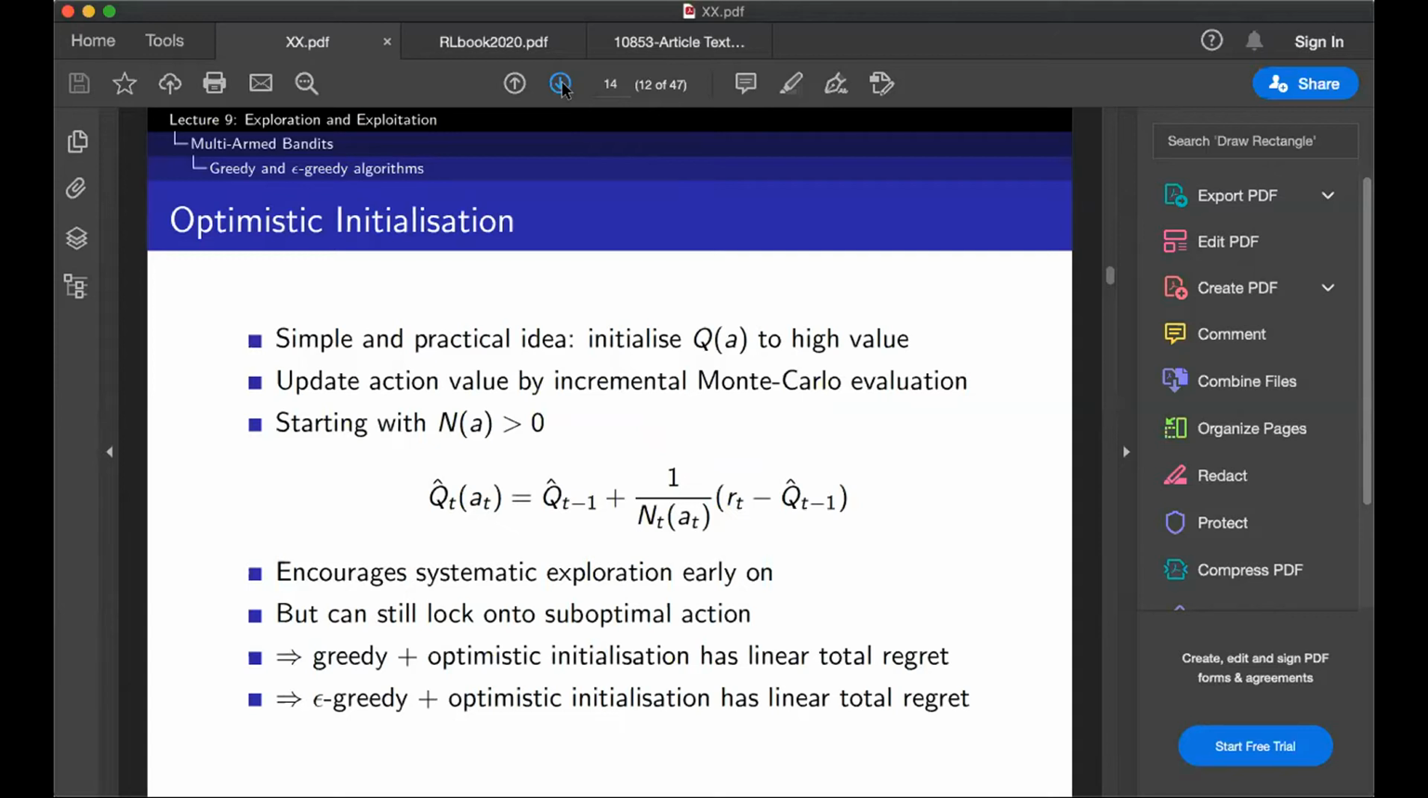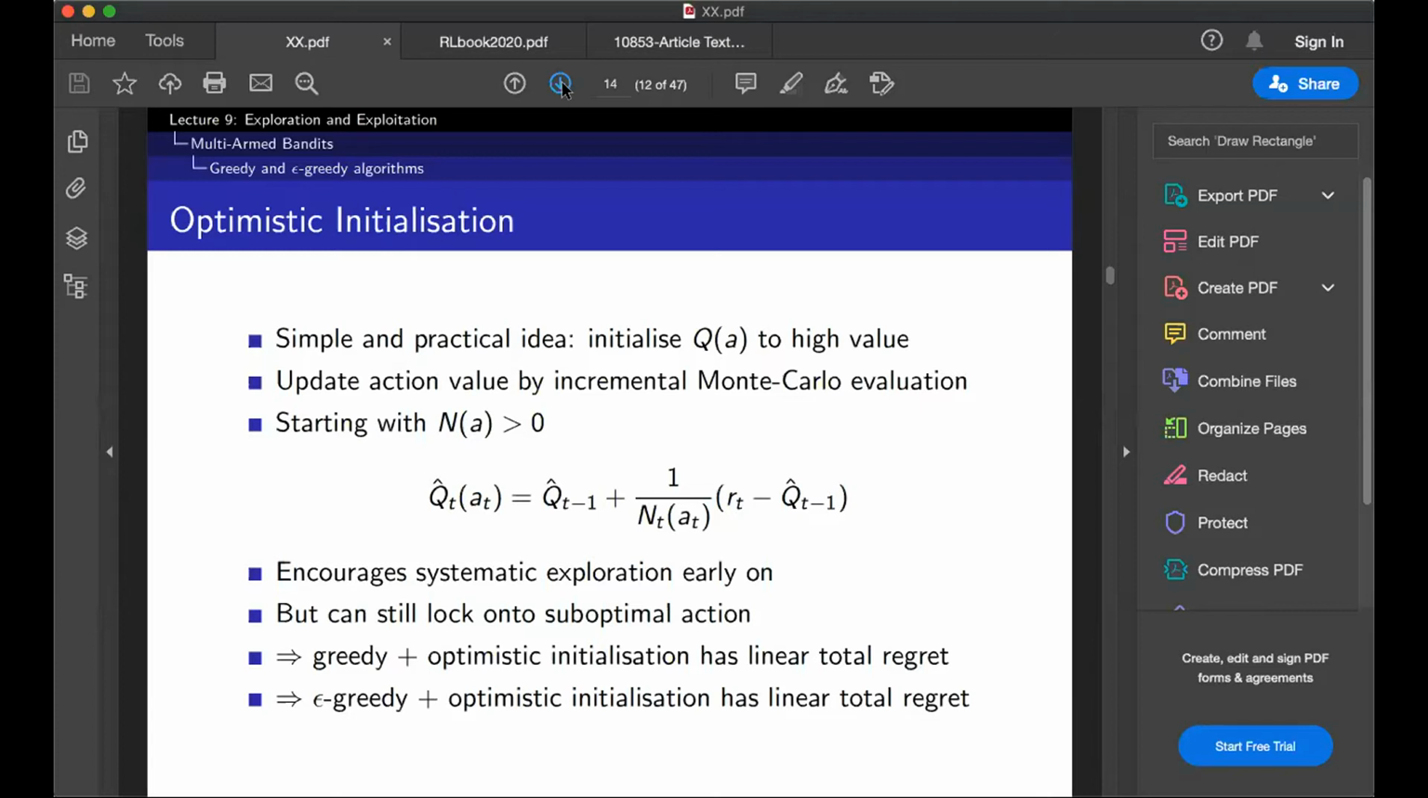So the simple idea is just to assign Q(a) to a high value. And this is why I think this approach can be combined with epsilon greedy or decayed epsilon greedy. This does not take away from that in my mind. Because you initialize Q(a) to a high value, the system is going to pick all the actions until it realizes that, hey, this action is not really suitable. So this encourages systematic exploration very, very early on, but there is still a chance that you can lock on to a suboptimal action.